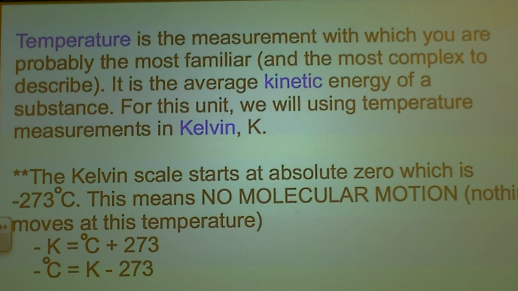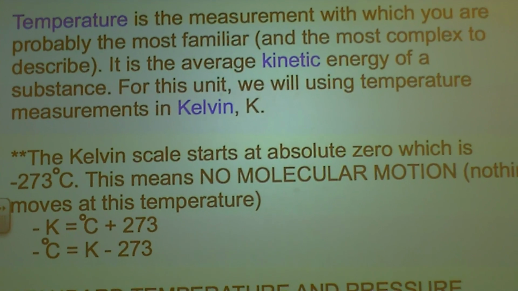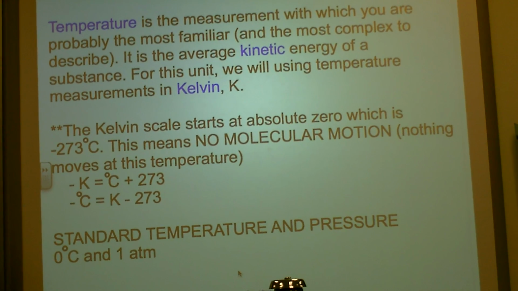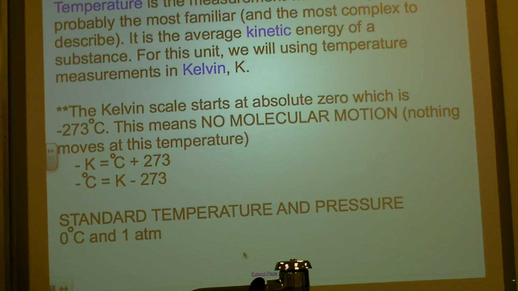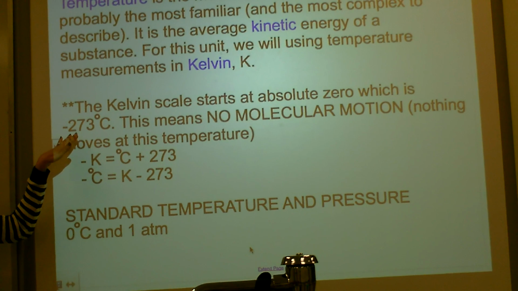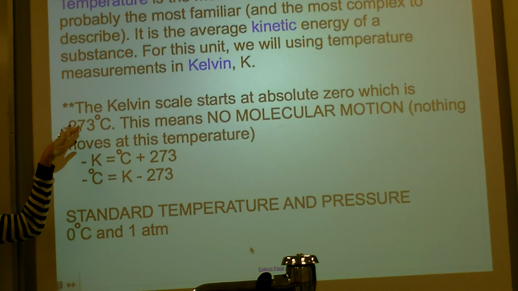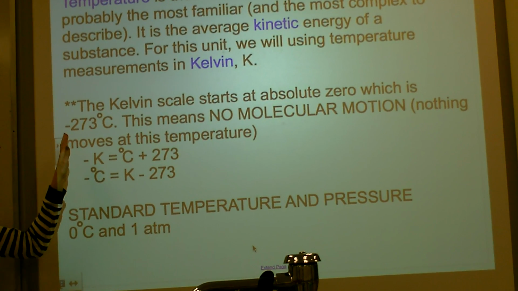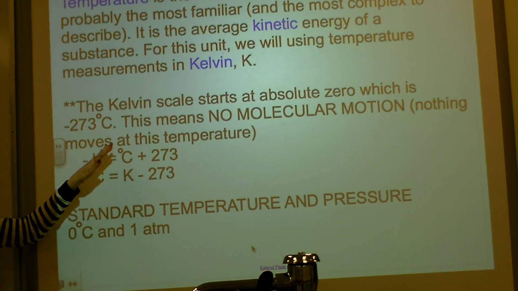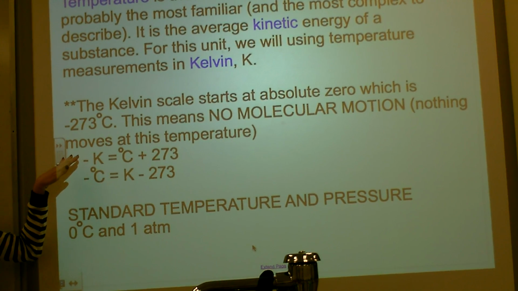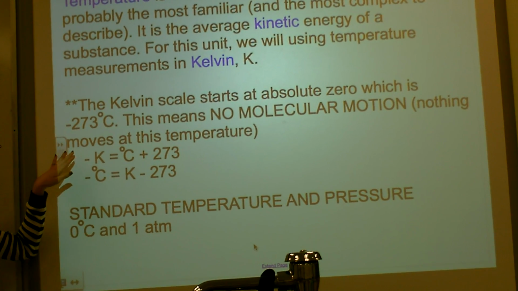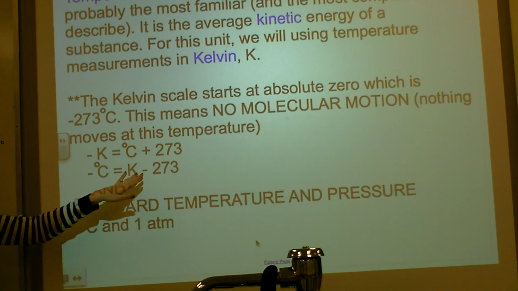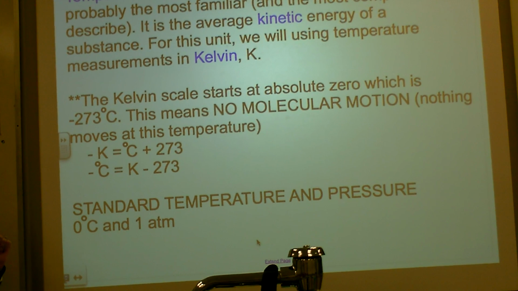For this unit, we're going to be using the Kelvin temperature scale. It starts at absolute zero, which means that there's no molecular motion. There's no movement at all at this particular temperature, which is equivalent to negative 273 degrees Celsius. We have some conversions that we will be doing to get us either from Kelvin to Celsius or from Celsius to Kelvin. So if you want your units to be in Kelvin, you're going to add 273 to your Celsius temperature. If you want it in Celsius, you'll take your Kelvin temperature and you'll subtract 273.